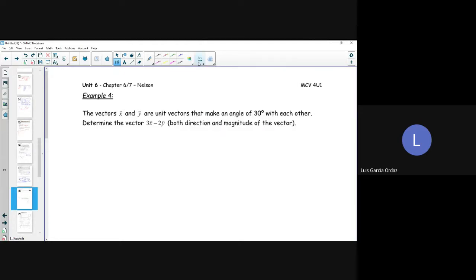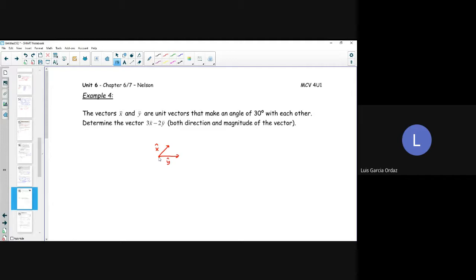So I have the vectors x and y are unit vectors. So x and y are already unit vectors that make an angle of 30 degrees with each other. Determine the vector 3x minus 2y, both direction and magnitude of the vector. So I have my unit vectors here. I have unit vector which is x, and I have my unit vector which is y over here.